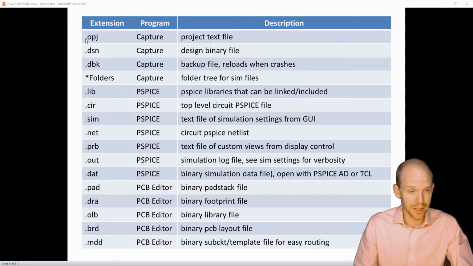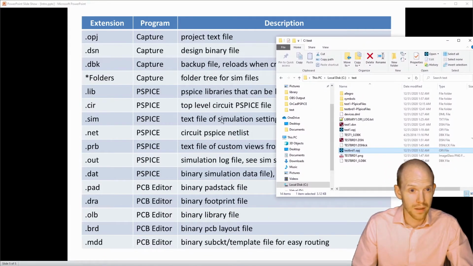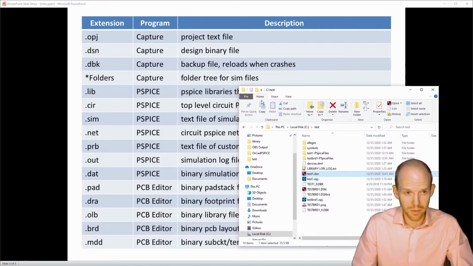So for capture, we have the main project file, the OPJ file. That one's right here for our two test files that we did. And then we have the DSN, the design file. So those guys are here. And then we have this backup file. You'll notice if the program crashes and you open it again, it'll ask you if you want to continue with the backup. So it's constantly making that.